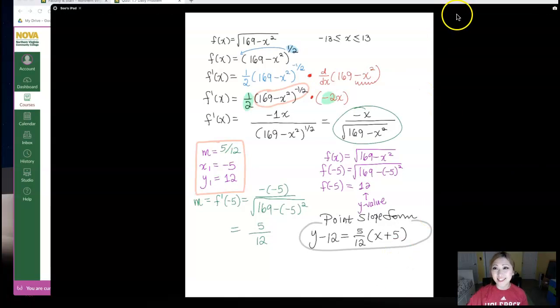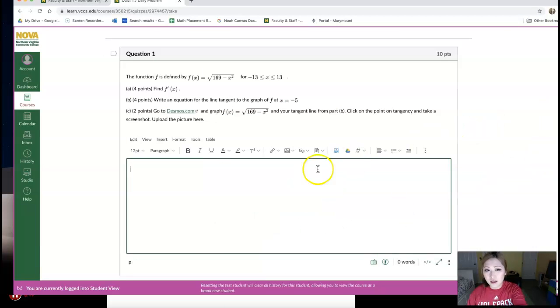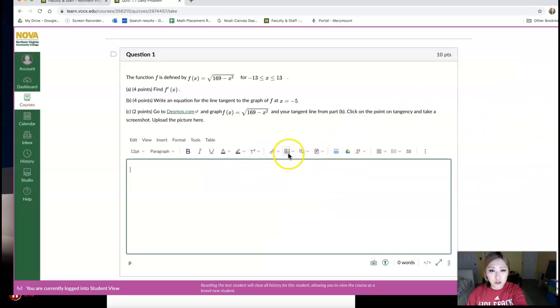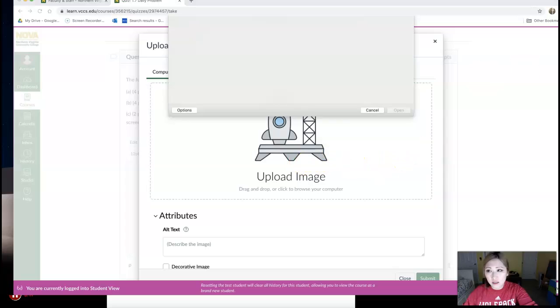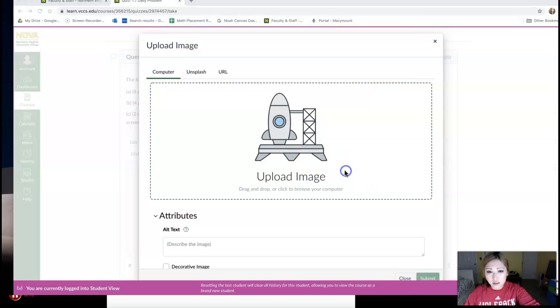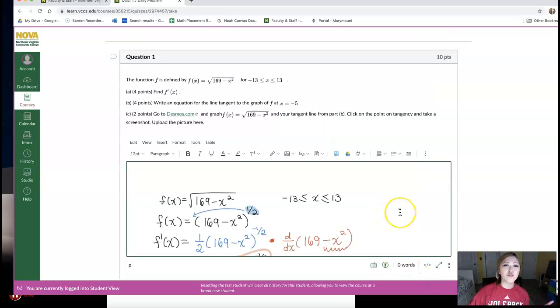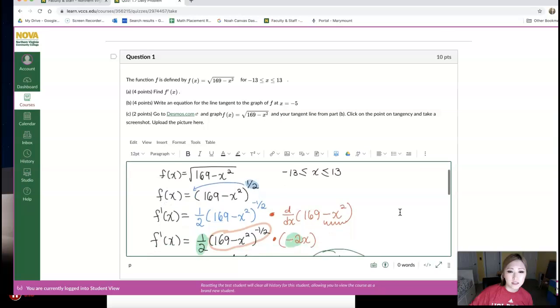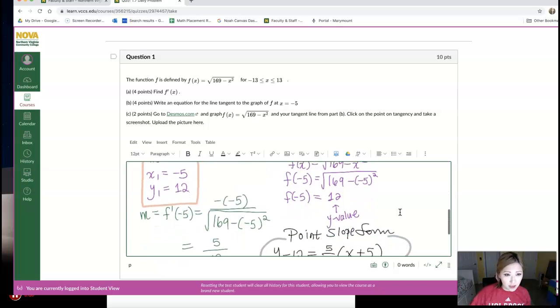Okay, I think it's here. I'm going to delete this one and upload the image. And the file is this one. Submit. Looking beautiful. Look at that. So if you're doing paper and pencil on a piece of paper, just take a picture with your phone and paste it over here for me so that I have your handwritten work.